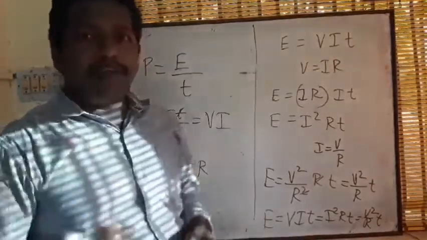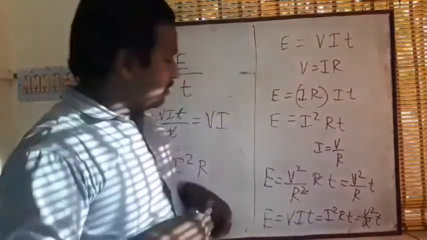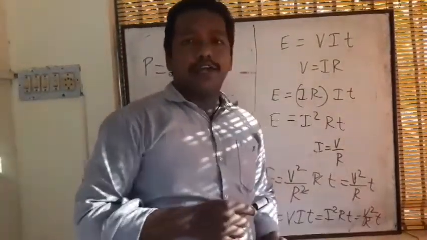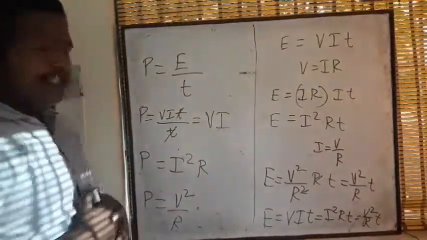So we have three formulas for the energy and three formulas for the power. The three formulas VIt, I square Rt and V square by R into t are the energy formulas. The power formulas are VI, I square R and V square by R.